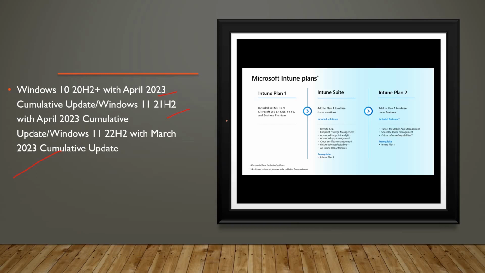Now if the device was enrolled, then the user who enrolled the device would have had an EMS E3 or M365 E3, or some kind of Intune Plan 1 license, right? Now the normal EMS E3 or E5 or A3 or A5 or the Intune standalone license does not contain the license for Endpoint Privilege Management.